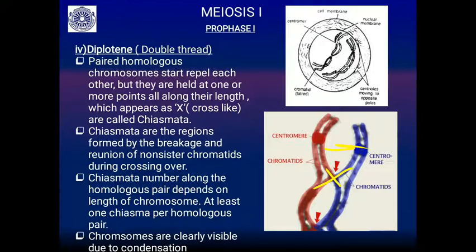The chiasmata number along the homologous pair depends on the length of the chromosome. If the homologous pair is long, you will find chiasmata at many places, or else, if it is short, one chiasma per homologous pair. The chromosomes are clearly visible under the microscope during the diplotene stage. Diplotene is characterized by the presence of chiasma or chiasmata.